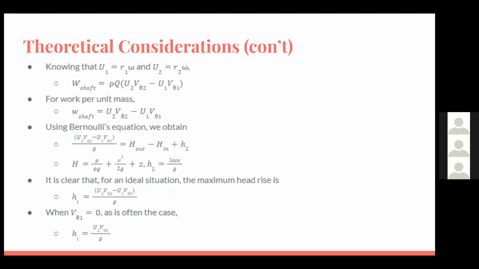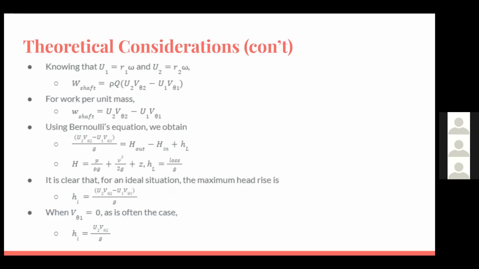Using Bernoulli's equation, we can rewrite this as (U2 V theta 2 minus U1 V theta 1) over g equals H out minus H in plus H_L, where H out and H in are equal to pressure over rho g plus V squared over 2g plus Z, and H_L is the loss over gravity.